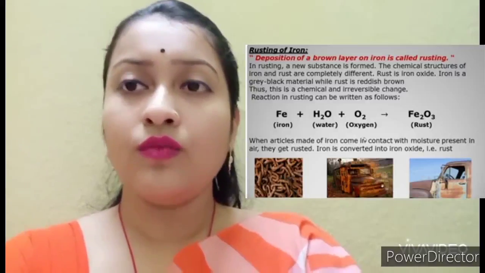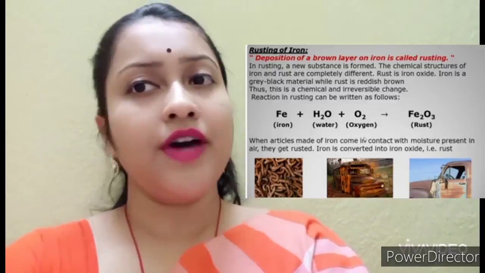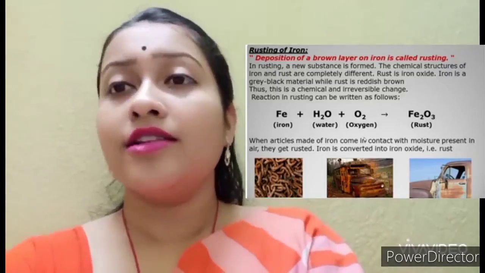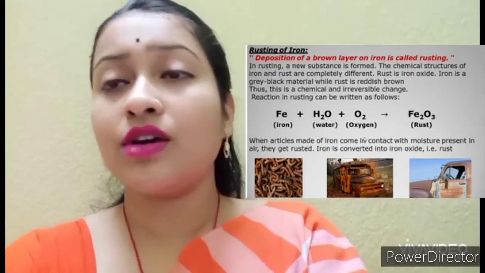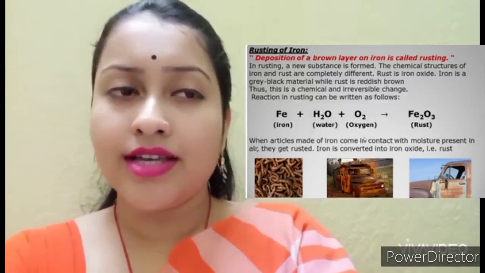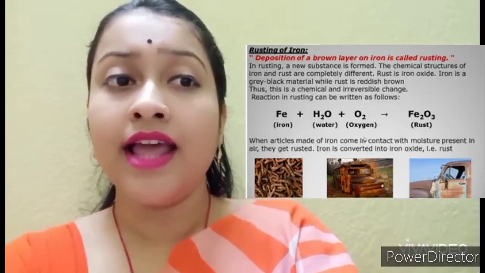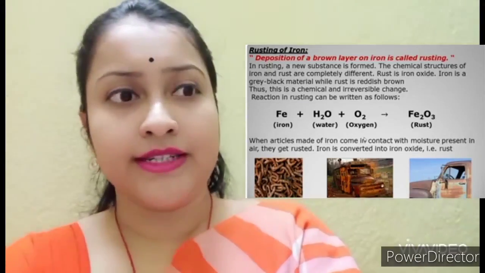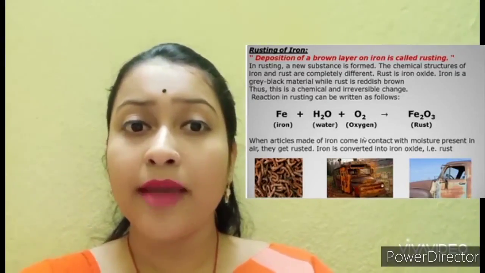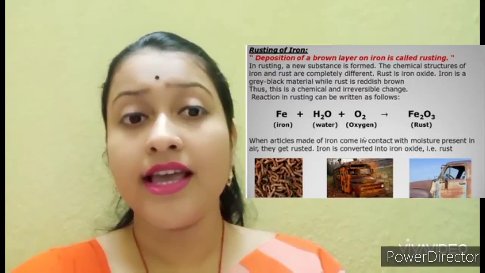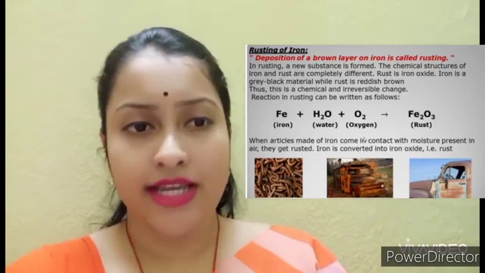Now, I will tell you one common example of chemical change, that is rusting of iron. So, what is rusting? Deposition of a brown layer on iron is called rusting. In rusting, a new substance is formed. The chemical structures of iron and rust are completely different. Rust is iron oxide. Iron is a grey-black material, while rust is reddish-brown. Thus, this is a chemical and irreversible change.